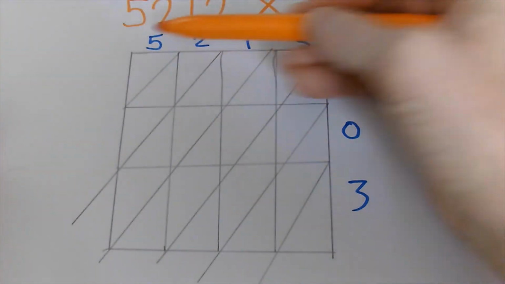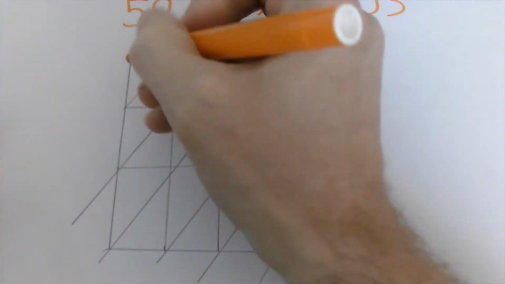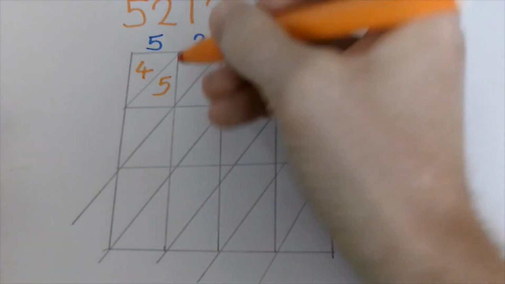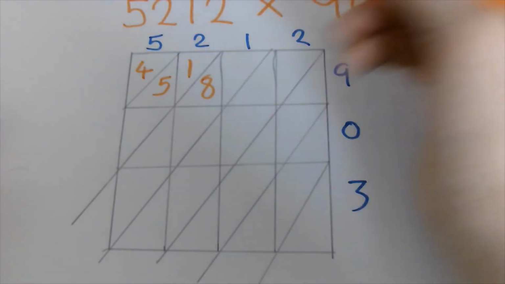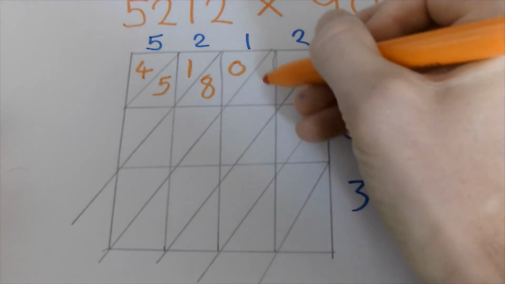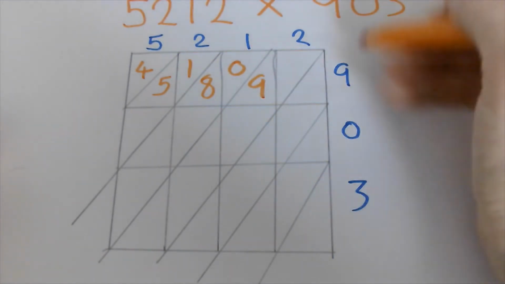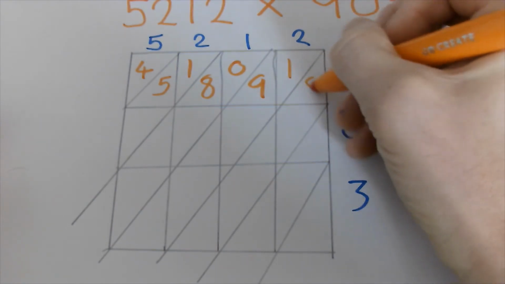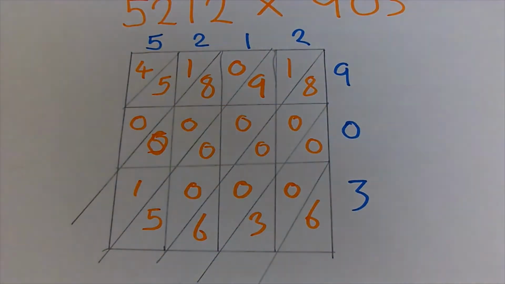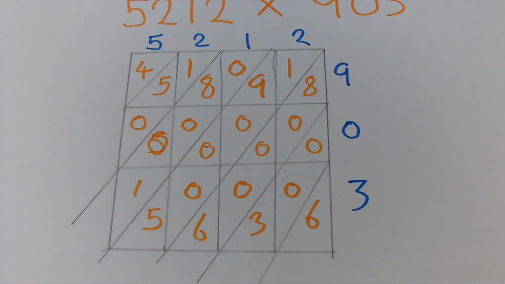So 5 times 9 is 45. 2 times 9 is 18. 1 times 9 is just 9, so we can put a 0 there. 9 there. 2 times 9 is 18. Until we have all of our answers.